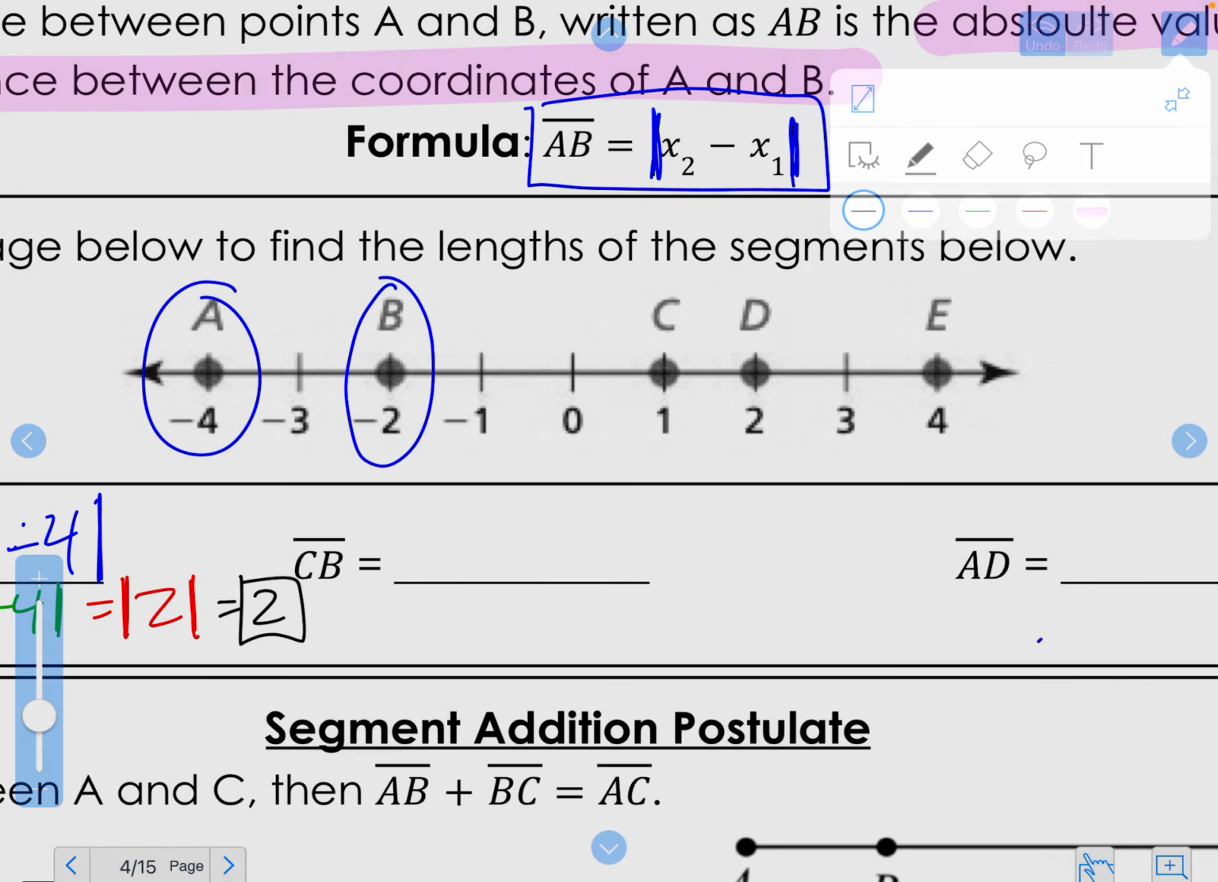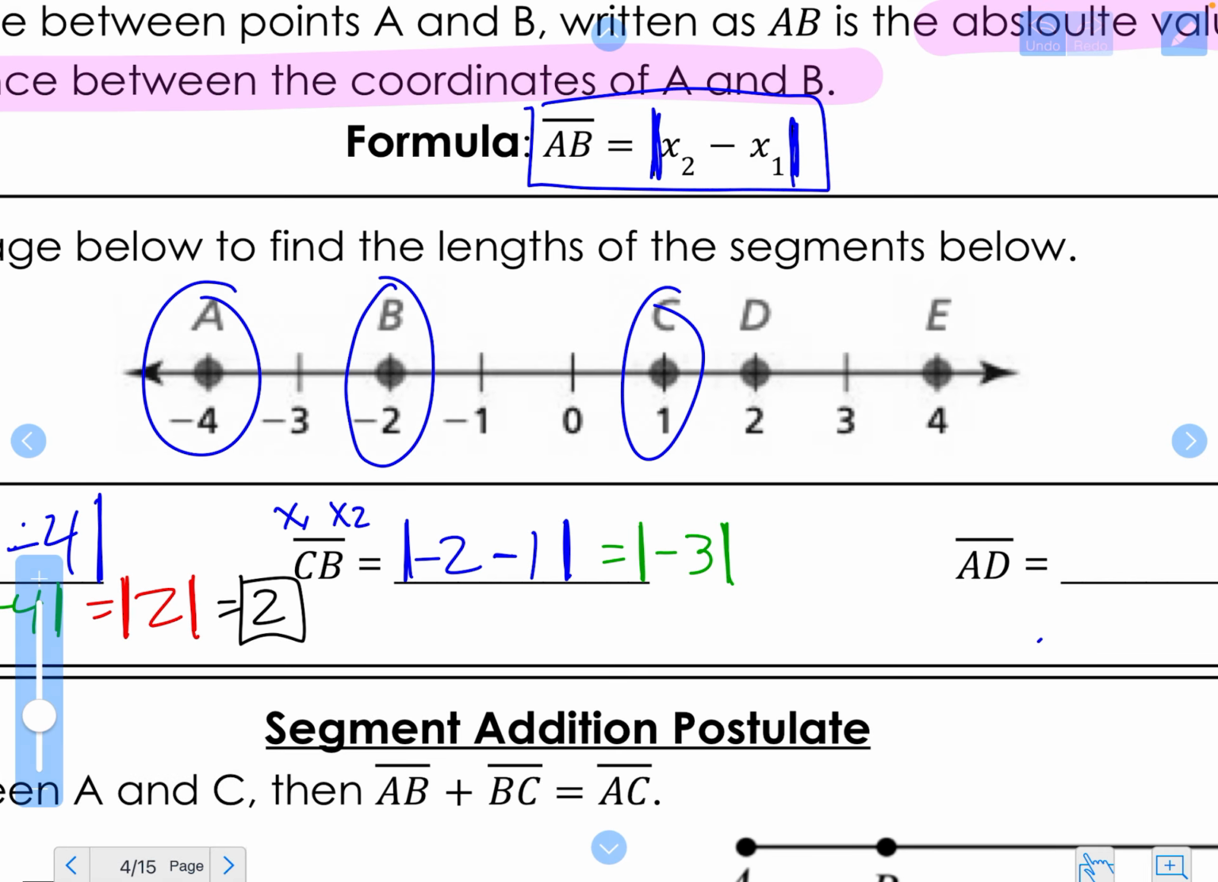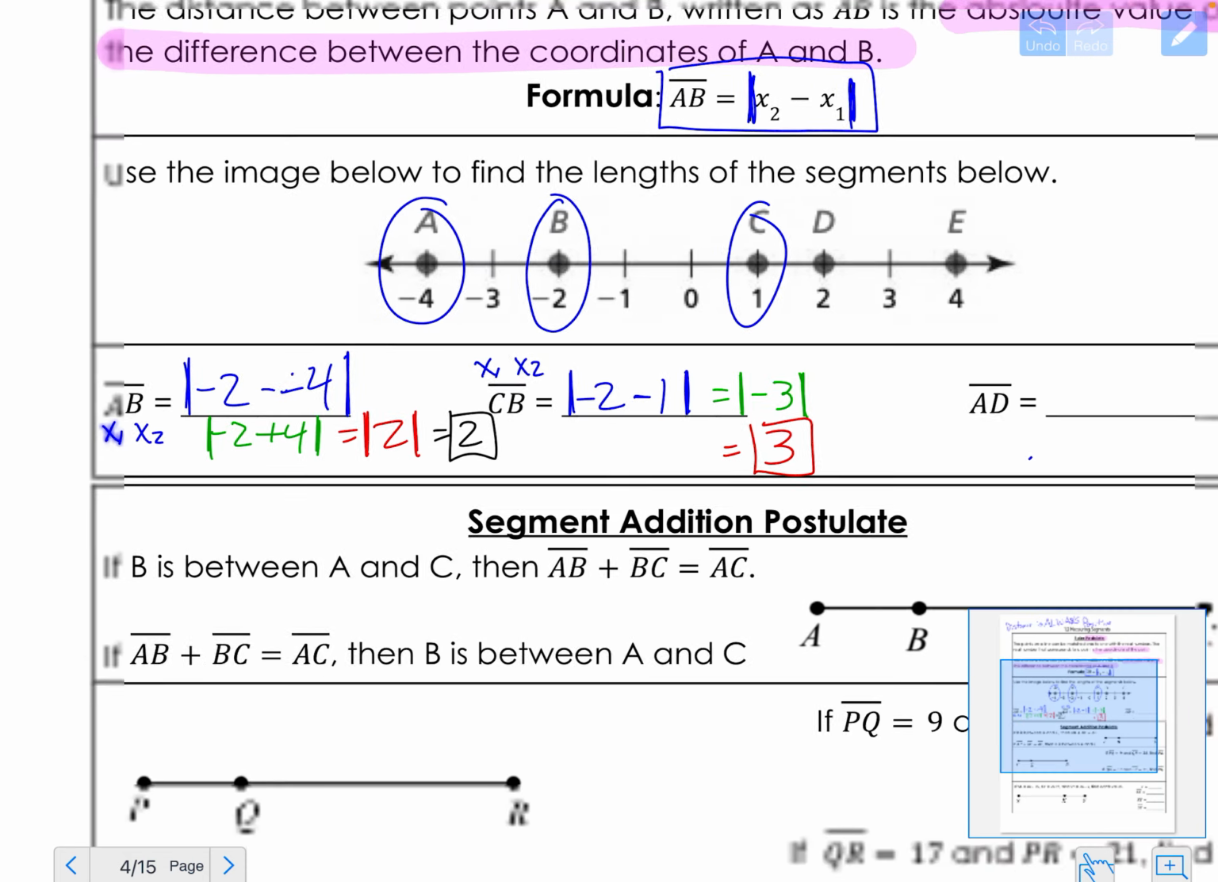So now we're going to do the same thing with CB. C would be my x1, B would be my x2. So x2 goes first, so we're going to go -2 minus, and then we're going to go C, which is my x1, 1. So -2 minus 1 becomes a -3. And again, we use our absolute value markers. And because we used our absolute value markers, everything inside becomes positive. So my answer is 3. I want you to try AD on your own and check your answers with the completed notes.